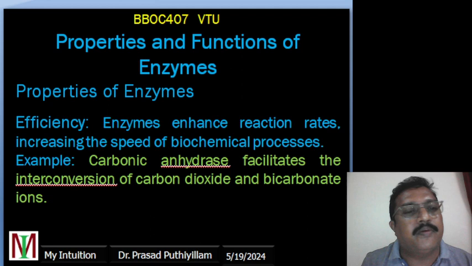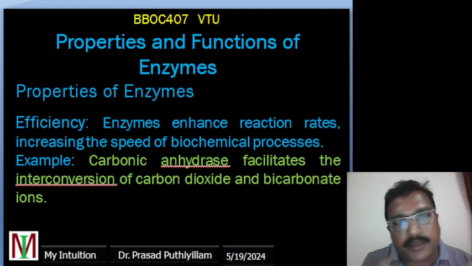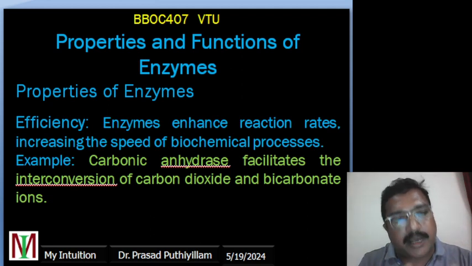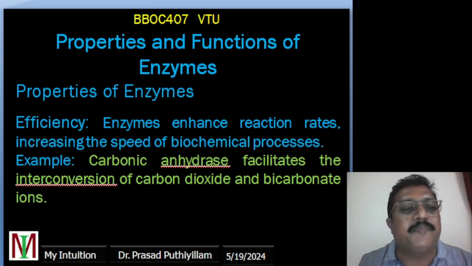A chemical reaction may happen on its own, but it will not happen at the speed which is expected. But if an enzyme is present there, then that chemical reaction will be super fast compared to the ordinary reaction.